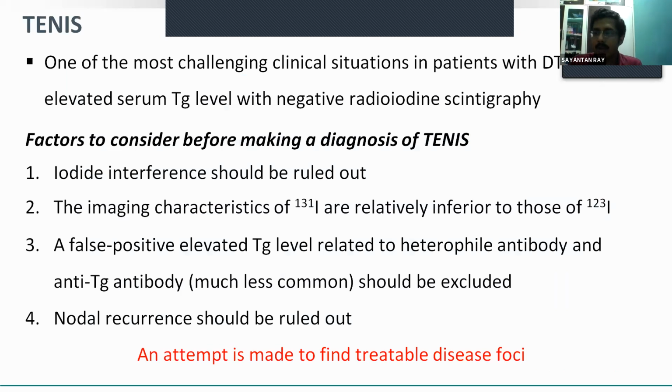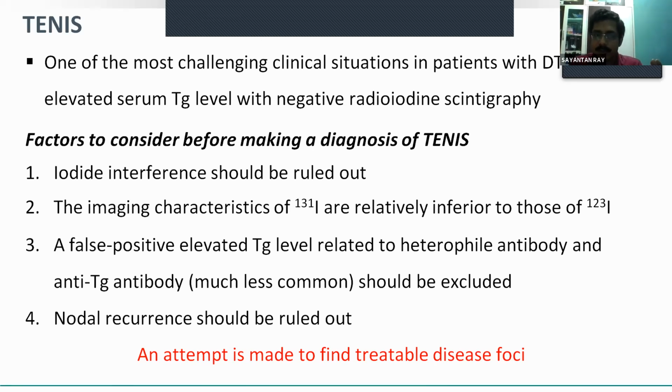So the last few slides are on TENIS. That is one of the most challenging clinical situations in patients with DTC, having elevated serum thyroglobulin levels. Usually the consensus is a TG level of more than 10 nanogram per ml or showing a fast doubling time. And these patients usually present with a negative radioiodine scintigraphy. Before making a diagnosis of TENIS, we should exclude iodine interference. We know that imaging characteristics of I-131 are relatively inferior to those of I-123.